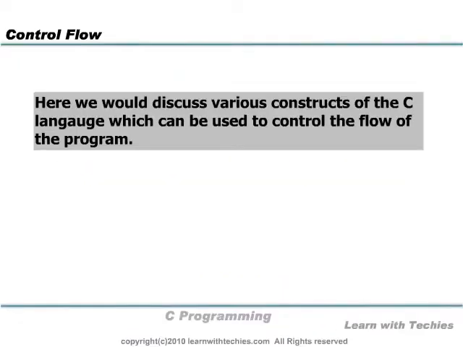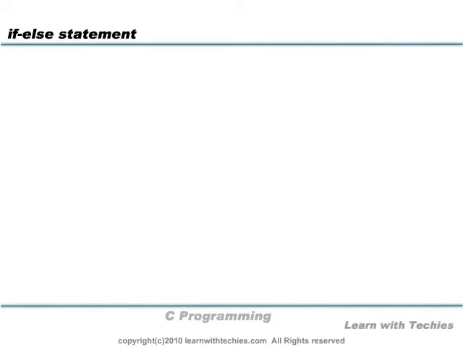To write a program, we should have some constructs to control the flow of the program execution. In the next few slides, we would discuss various control flow constructs available in C language. Let's begin with the basic one. The if-else statement. It's used to express decisions, the way we use in our verbal language.